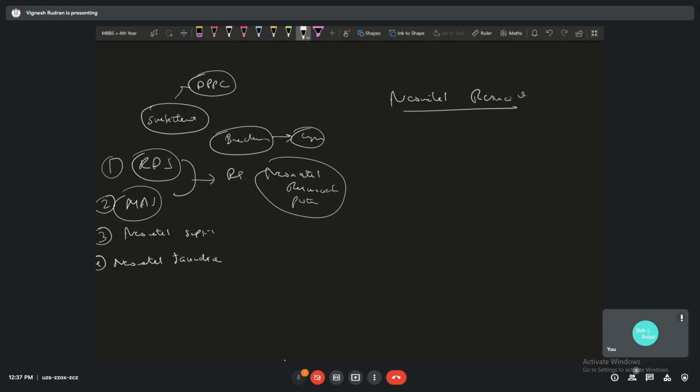So neonatal resuscitation: first you will check the breathing rate, SpO2, and your heart rate. First you will check for a breathing rate, movements, and skin color. Based on this, you will decide. If it's less than 90% SpO2, the breathing rate is very low.